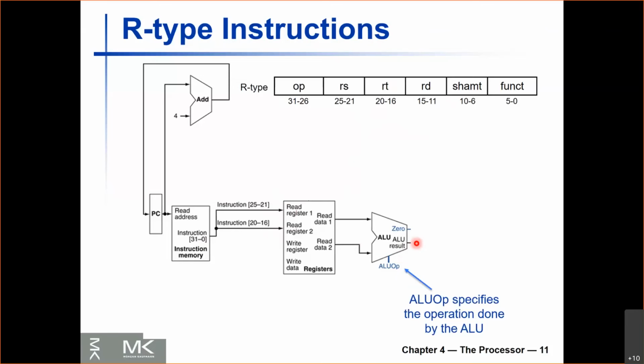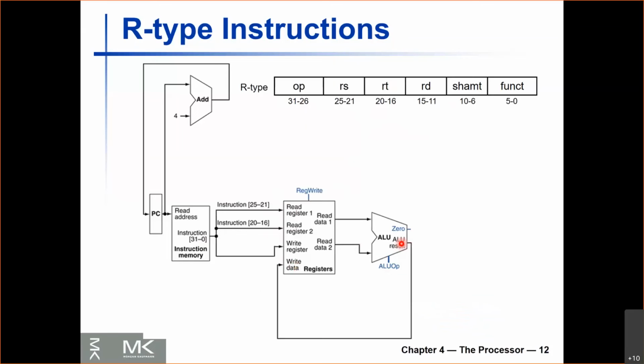Right, we need to write back the result, exactly. We need to write back the result. So we're going to take this value and we're going to bring it around and we're going to write it back to the write data. Okay, we took the output of the ALU, we brought it around and we provided it to the write data. Okay, and of course, we have another control signal over here, reg_write.